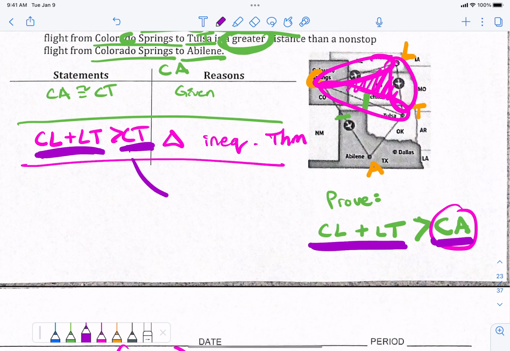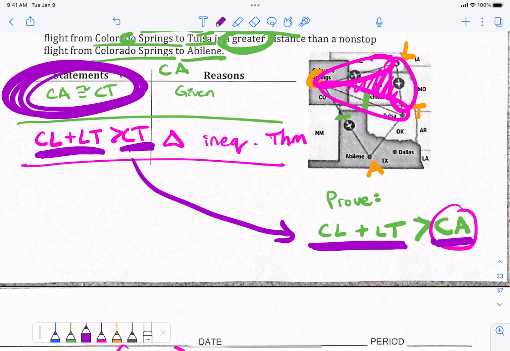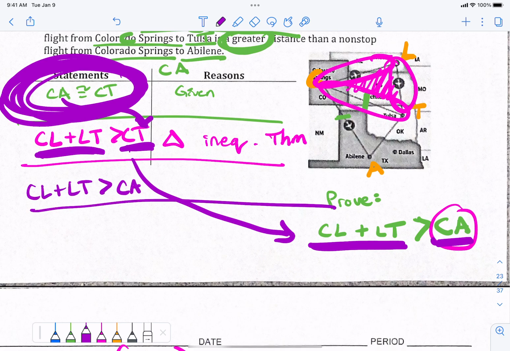So can I go straight from here to here? Wait, CT is congruent to CA, right? So can I just take CA and plop it right here instead? And say CA goes here and CL plus LT goes here? Substitution, I just plugged it in. And that proves that. Even though that should just make sense, that's the proof as to why. Got it? Make sense? Kind of messy.